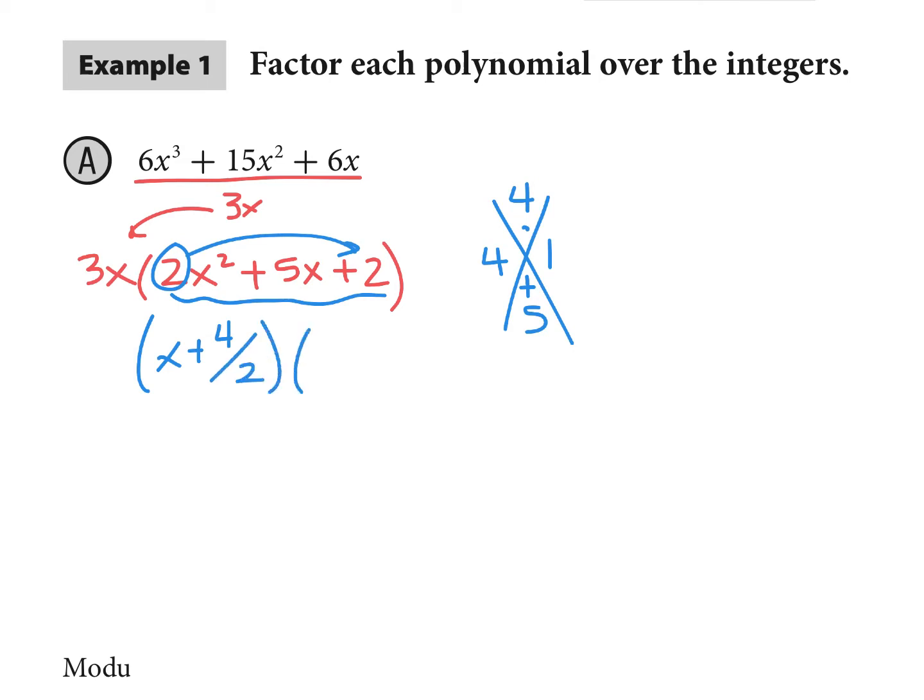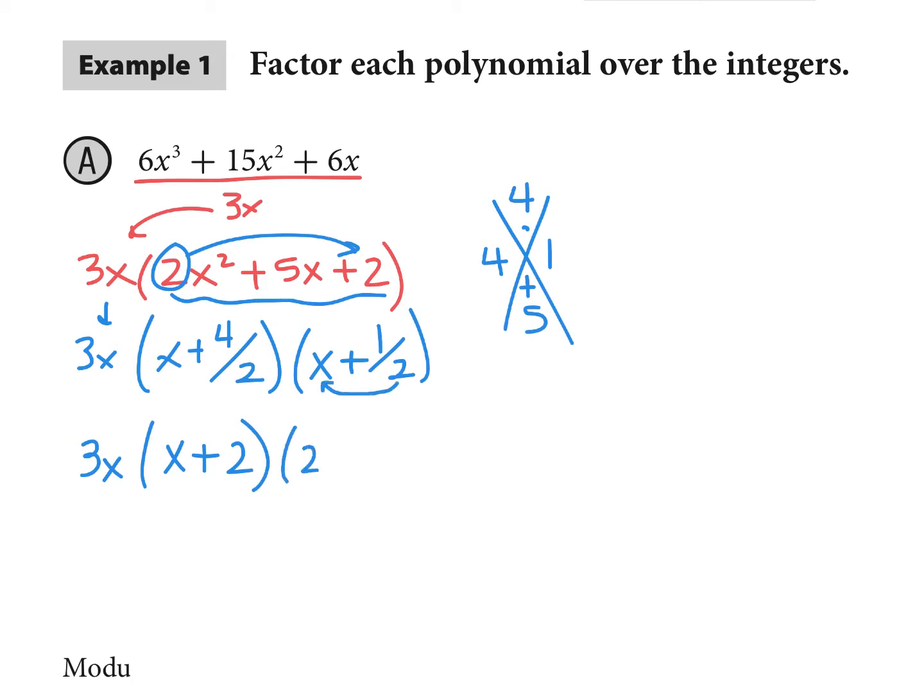So I'm going to set up my two factors, x plus 4 over 2 and x plus 1 over 2. This GCF is just going to track down in the front. It's not doing anything. And then we want to simplify and get everything back where it belongs. So 4 does divide by 2, so this factor here is going to be x plus 2. And then when the 2 doesn't divide, remember it comes to the front, 2x plus 1.